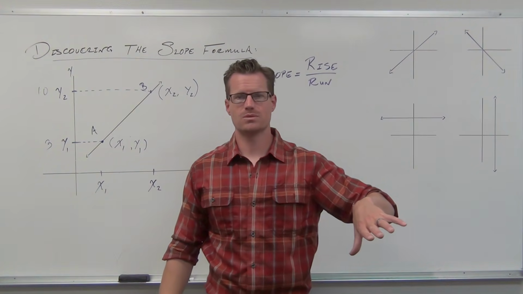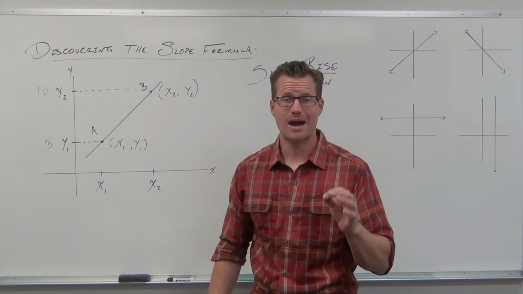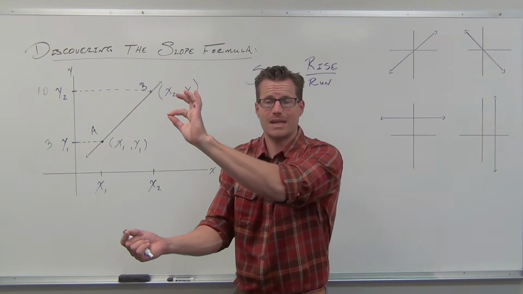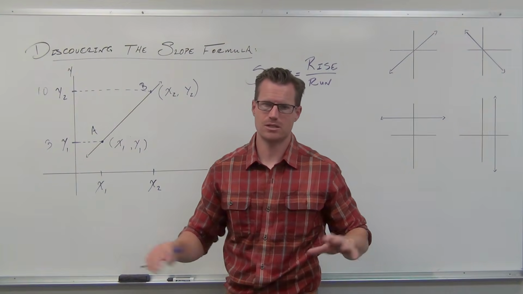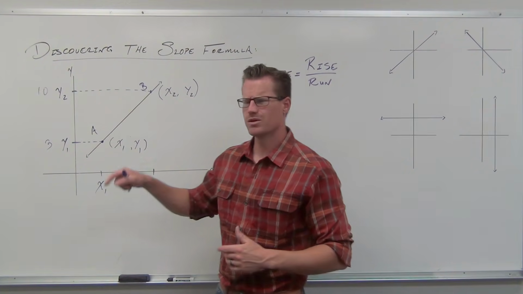So 10 minus 3 would give you the 7 that we're looking at. That, in general, is how you find the rise. We look at the y coordinates, and you just subtract them. That, by the way, ladies and gentlemen, is how you find the distance between any two numbers. Just subtract them. So we're going to take our, now which one would you do?